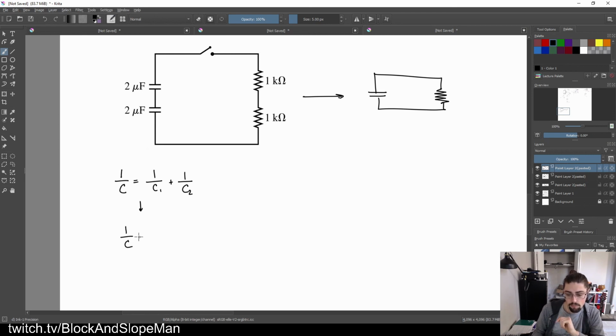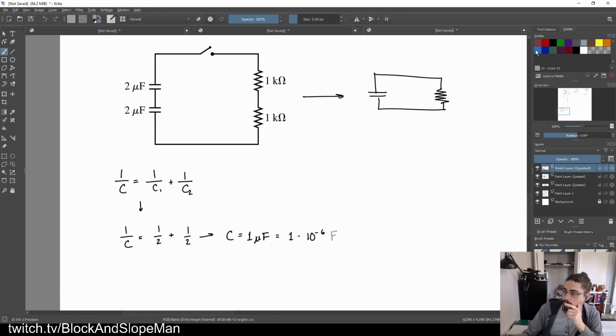1 over C is equal to 1/2 plus 1/2. I know my arithmetic has been really bad this past week and a half, but this is still one that I can do. What we find from here is that the equivalent capacitance is just 1 microfarad, which we can then put back into standard units: 1 times 10 to the negative 6th farads. Light gray farads.